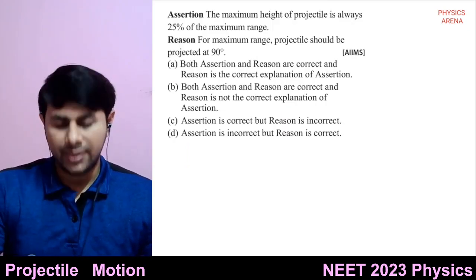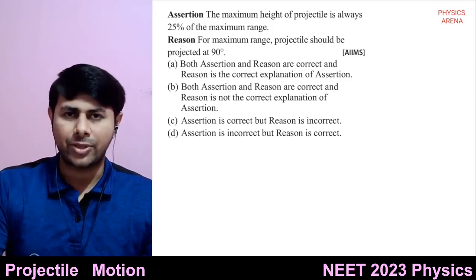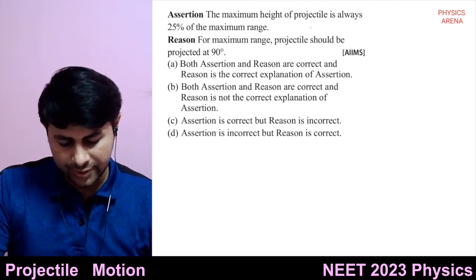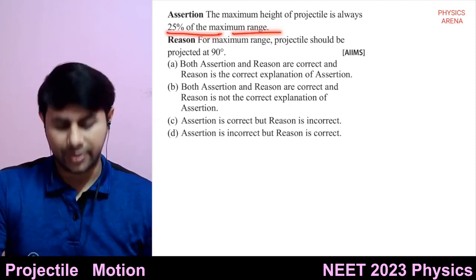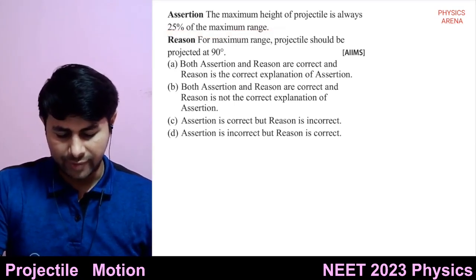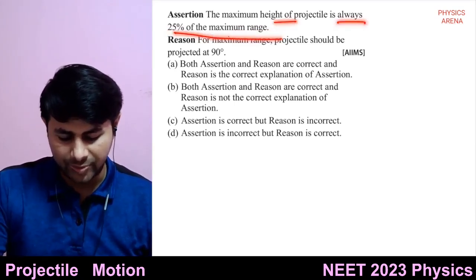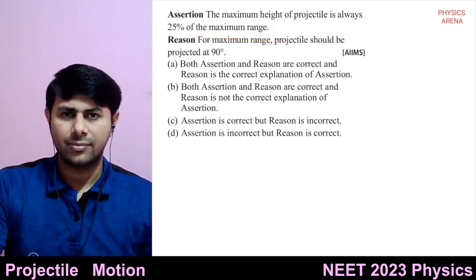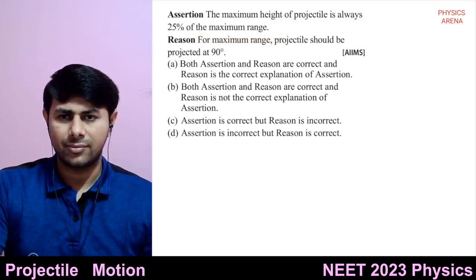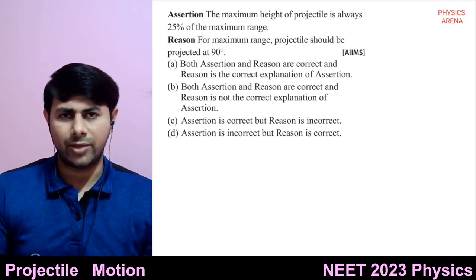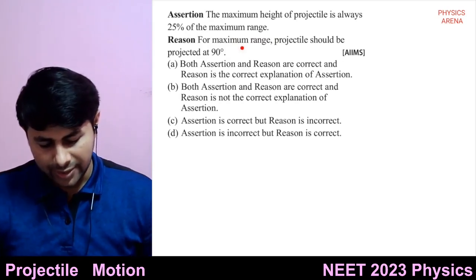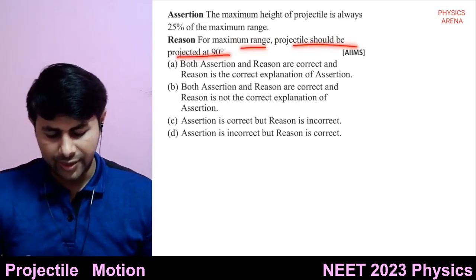Okay, this is an assertion and reasoning type of question. The maximum height of projectile is always 25% of maximum range. Is this true or false? True, sir. Maximum height is equal to 1/4 of maximum range, and 1/4 means 25%. Now the reason: for maximum range, projectile should be projected at 90 degrees.